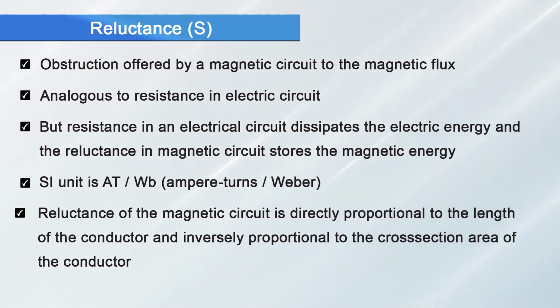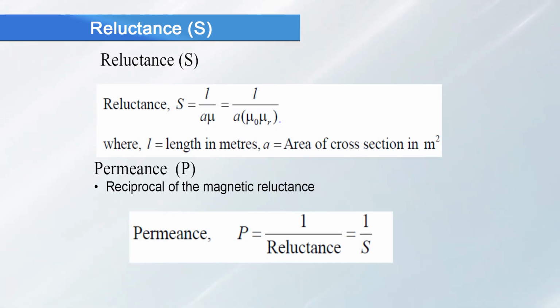The reluctance of the magnetic circuit is directly proportional to the length of the conductor and inversely proportional to the cross sectional area of the conductor. Thus, we can say that the reluctance depends on length of magnetic path, the cross sectional area, and also on the property of the material that we are using for the construction of the magnetic circuit. We use S to denote reluctance, and it is expressed as L by A mu, where mu can also be written as mu naught into mu r, L is the length of the magnetic path, mu is the permeability of the material, and A is the cross sectional area of the path.